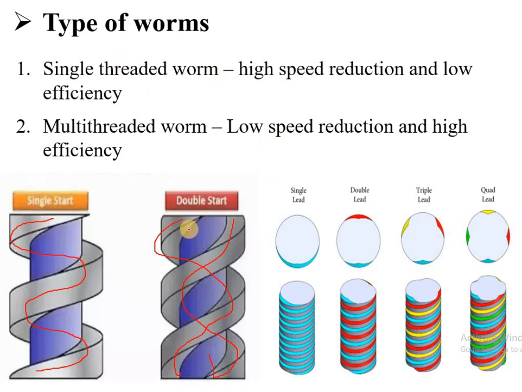So you can imagine when you are going for a multi-threaded worm, speed reduction reduces, and vice versa, efficiency increases. So low speed reduction, high efficiency, and high speed reduction, low efficiency. So here again, here is the diagram which shows you how many starts. This is a single start worm. This diagram is for a double start worm. This is for triple start. 3 starts are given, and so the number of threads on the worm will be 3. Here it will be 4. So as the number of threads increases, speed reduction decreases.